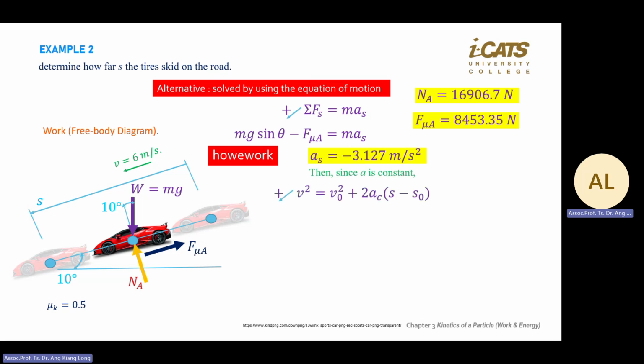Then you call out anything that relates to what you have. In this case, you have the velocity after and before, and you have the acceleration already. The distance you need to find, so there is only one unknown there. You get the same answer. So you need to know which to use, depending on the question. In chapter 3, you need to use the principle of work and energy.